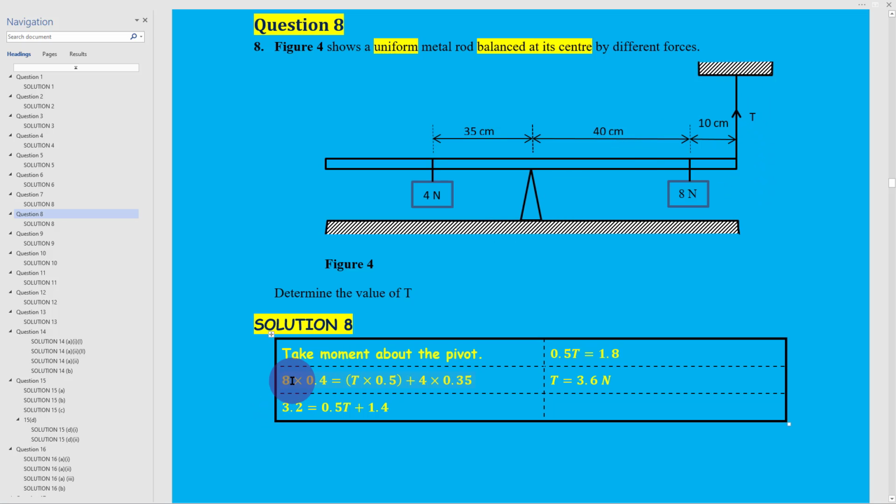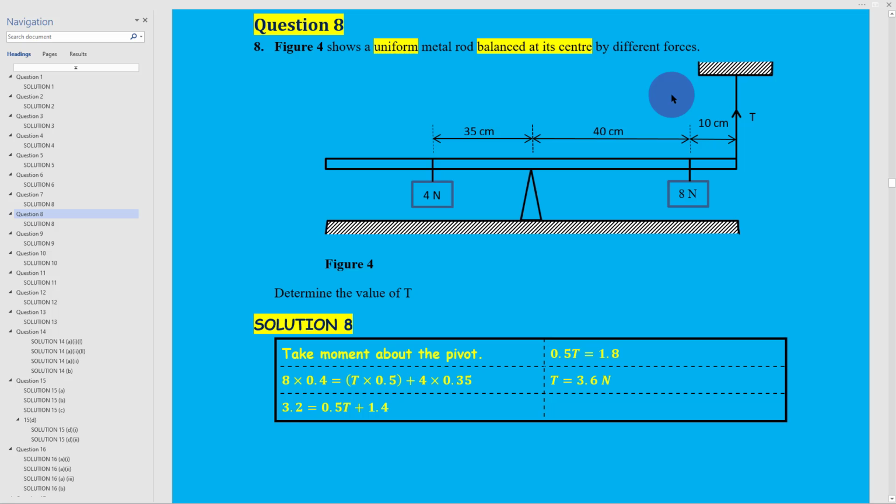Notice that when we state the principle of moments, we don't just say clockwise moments equal anti-clockwise moments. We say the sum of clockwise moments is equal to the sum of anti-clockwise moments. In this case, there is only one clockwise moment, but there are 2 anti-clockwise moments: the moment due to the 4 newton force turning the system anti-clockwise, and T also acting in the anti-clockwise direction.